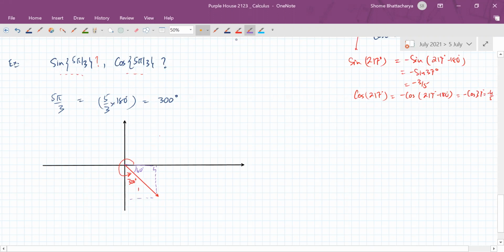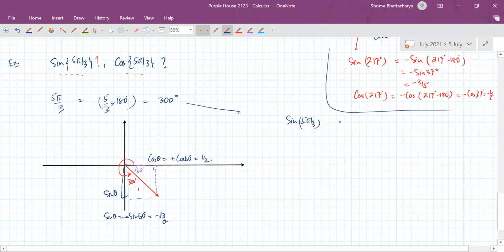So you can see that our cos theta will just become positive of cos 60, so that is half. Whereas our sine theta will become negative of sine 60, so it's minus root 3 by 2. So you have the formula directly for that: sine of 5 pi by 3 is equal to minus root 3 by 2.